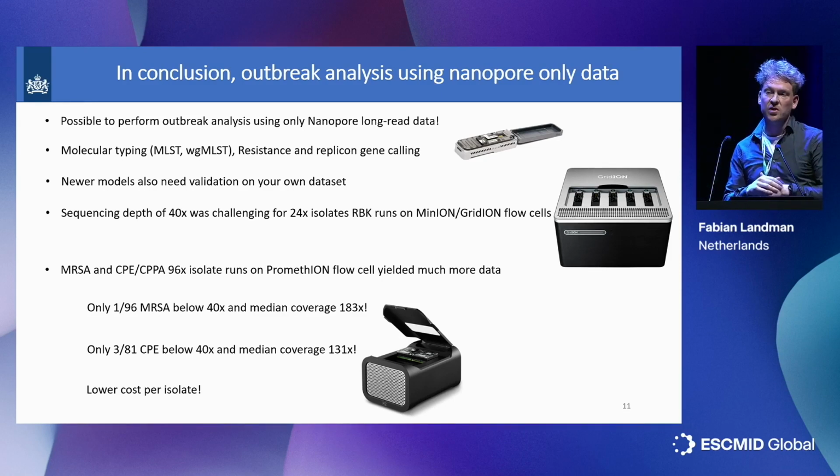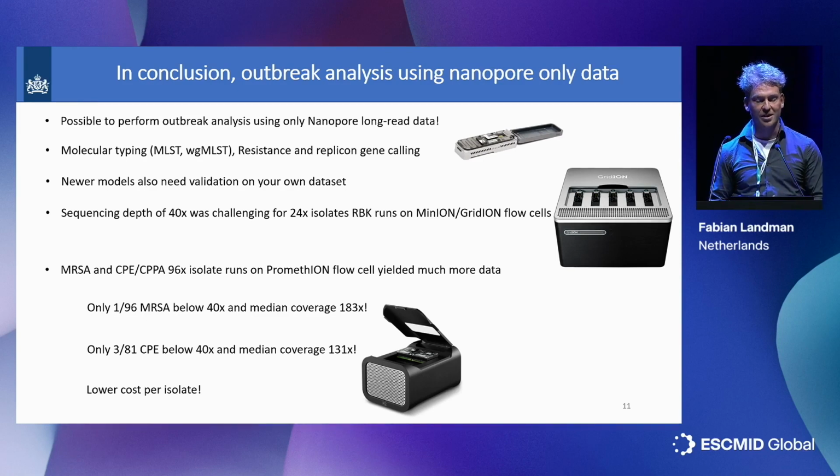For us, it was challenging to reach the 40x coverage on the GridION and MinION flow cells. However, we also tried a different approach, with isolates not included in this study, using a P2 Solo. On a P2 Solo, you can combine even more isolates together, so you need a high throughput, but you can multiplex 96 isolates together, and that will even bring the price down by a factor, I believe, 1.5 compared to the other method.